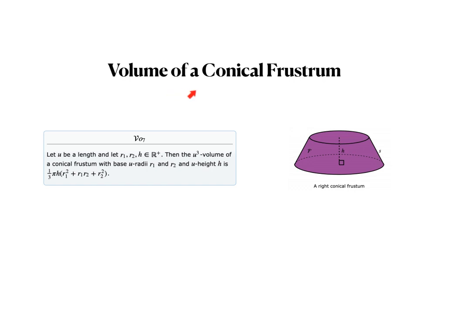The volume of a conical frustum is given by this formula. So we're going to let u be a length, and let r1, r2, and h be positive real numbers. Then the volume in cubic units of a conical frustum with base radii r1 and r2 and height h is 1/3 pi h times this quantity here: r1 squared plus r1 times r2 plus r2 squared.